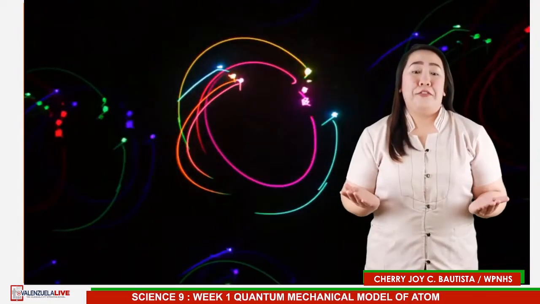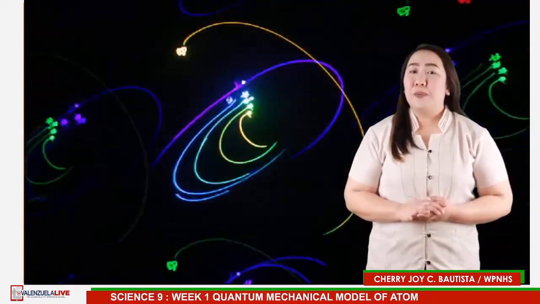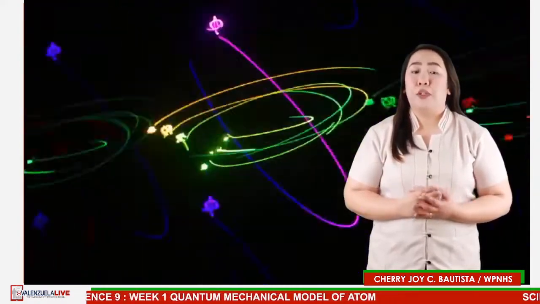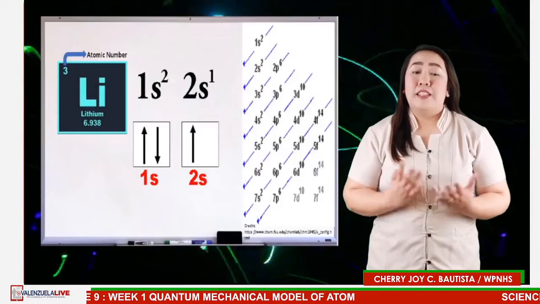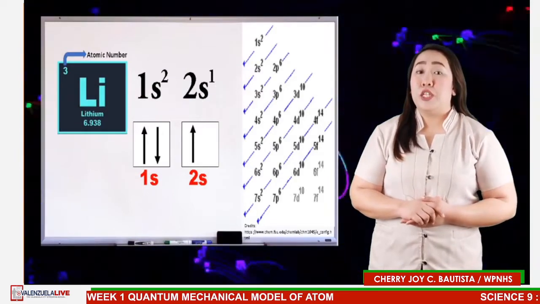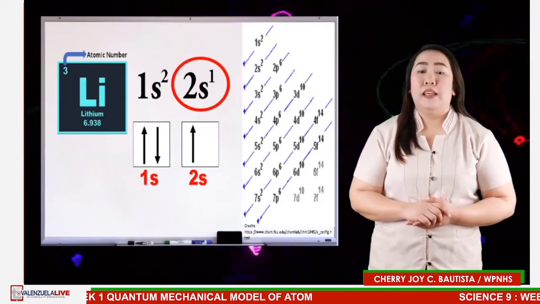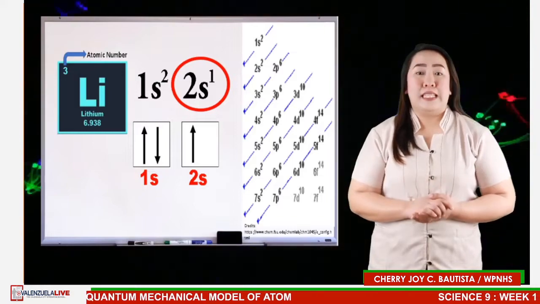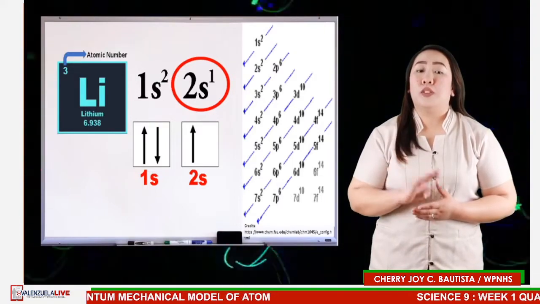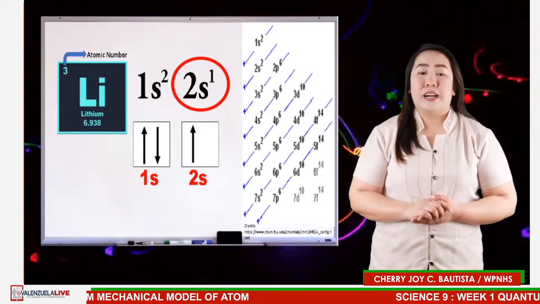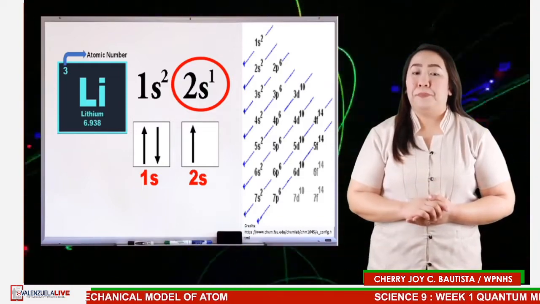Now that we have done the first step, let's proceed to the second step. In our example, lithium, the last in the electron configuration is 2s1. This will be our basis in getting the 4 quantum numbers, which will lead us to the third step.